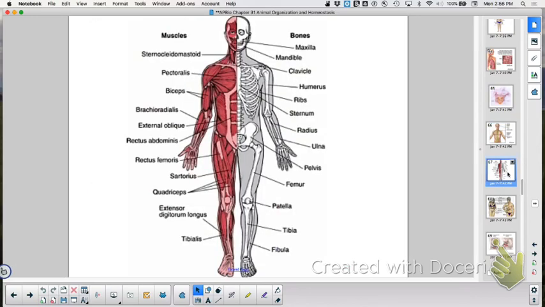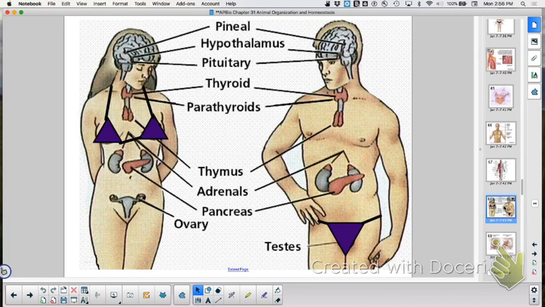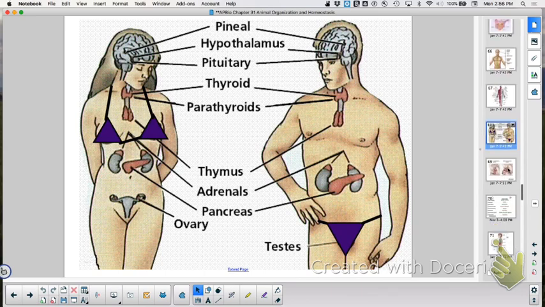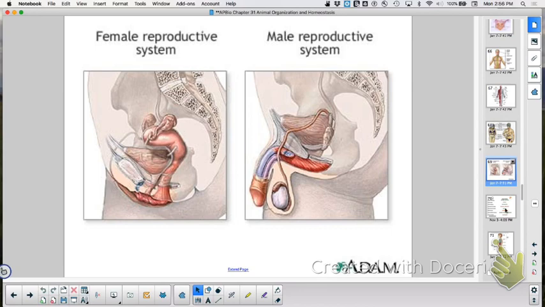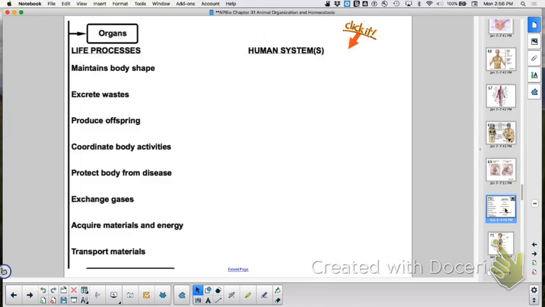What's this one? Musculoskeletal. What's this one? Reproductive. Again with the swimsuits. I gave him a thong, I'm sorry. And there we go. All right. So tell me, several systems work together to maintain your body shape. What's that? Is that it? Dang it. There we go.